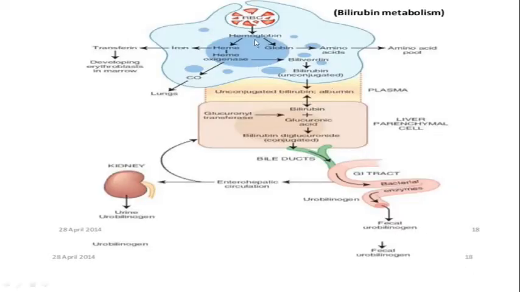So as the hemoglobin is broken down, it forms globin and heme, and then it can be excreted as unconjugated bilirubin, or the iron will go to the developing erythroblast in the marrow.